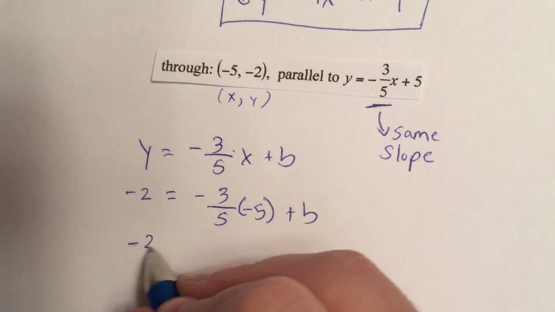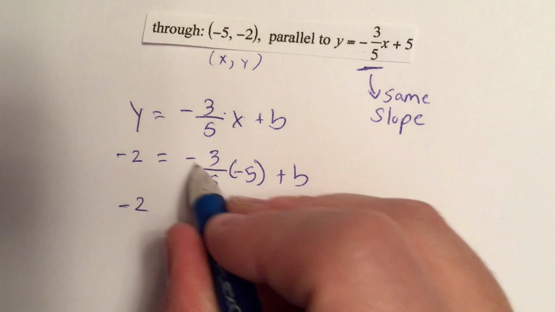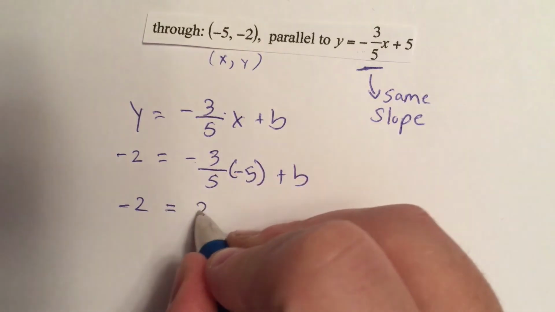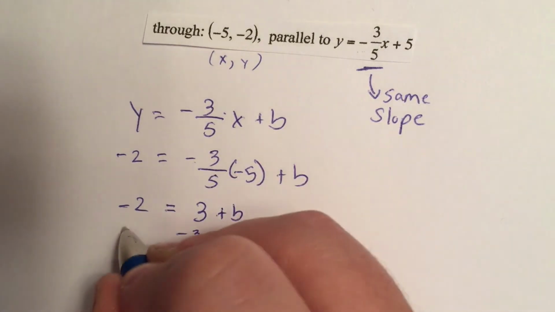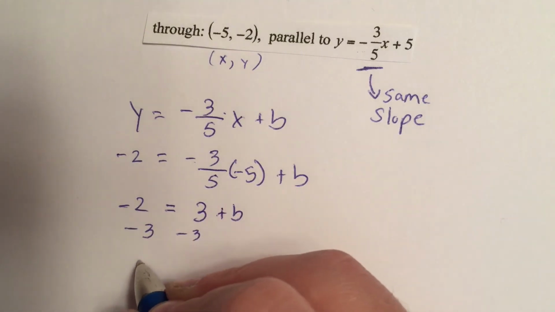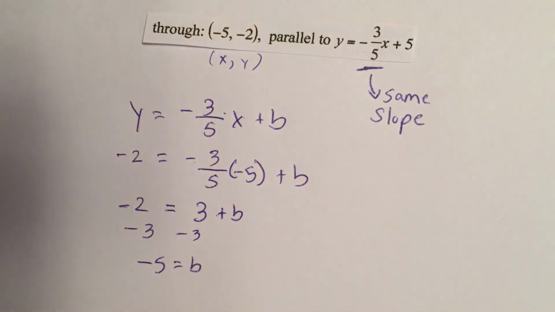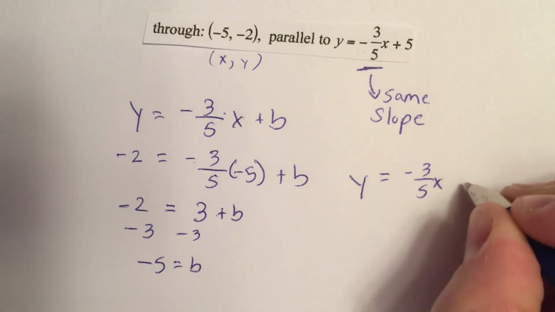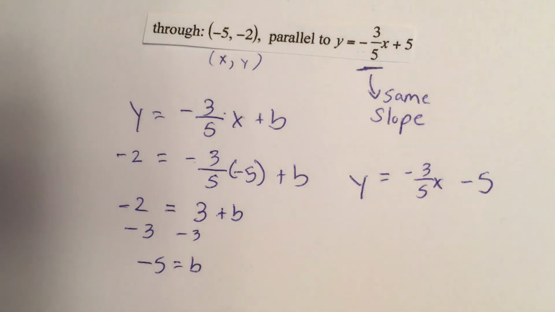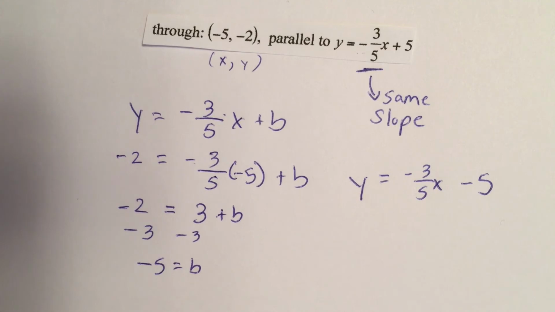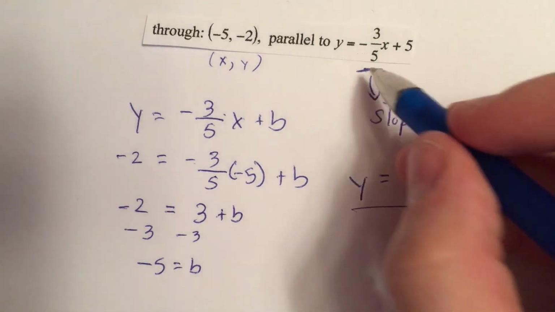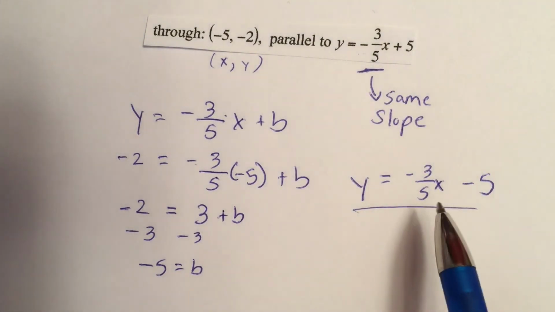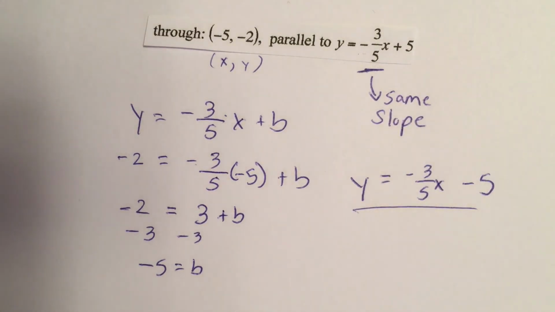We do some order of operations here. Negative times negative is a positive 3 plus b. Subtract 3 from both sides. Then -5 equals b. That's our y-intercept. So our equation is y equals -3/5x minus 5 in slope-intercept form. This equation is parallel to that line because they have the same slopes. They have different y-intercepts, but that doesn't matter. As long as they have the same slopes, they are parallel.